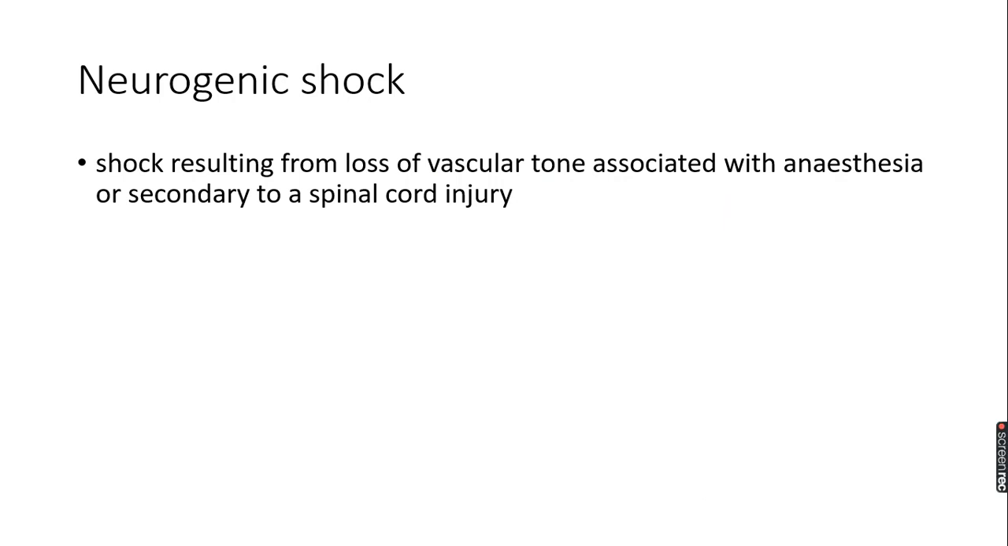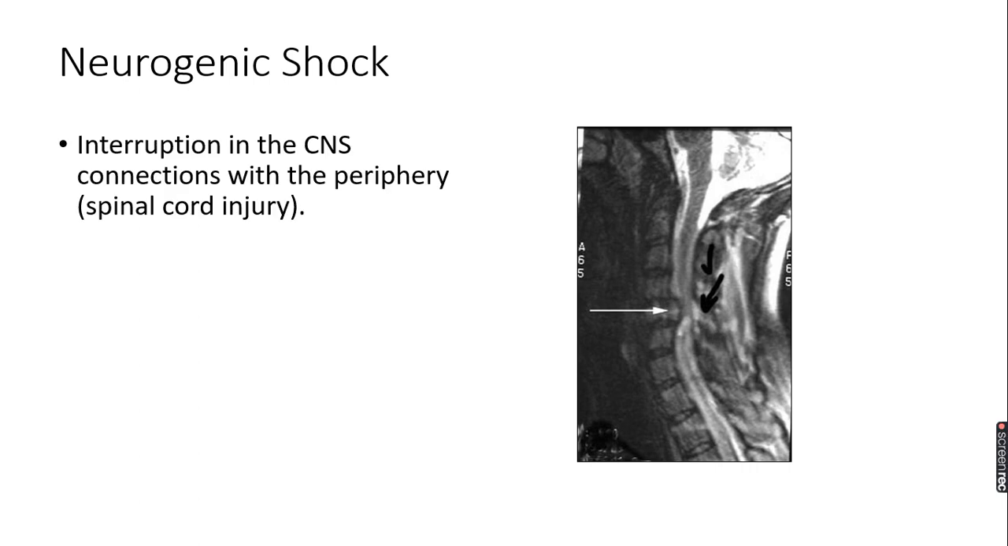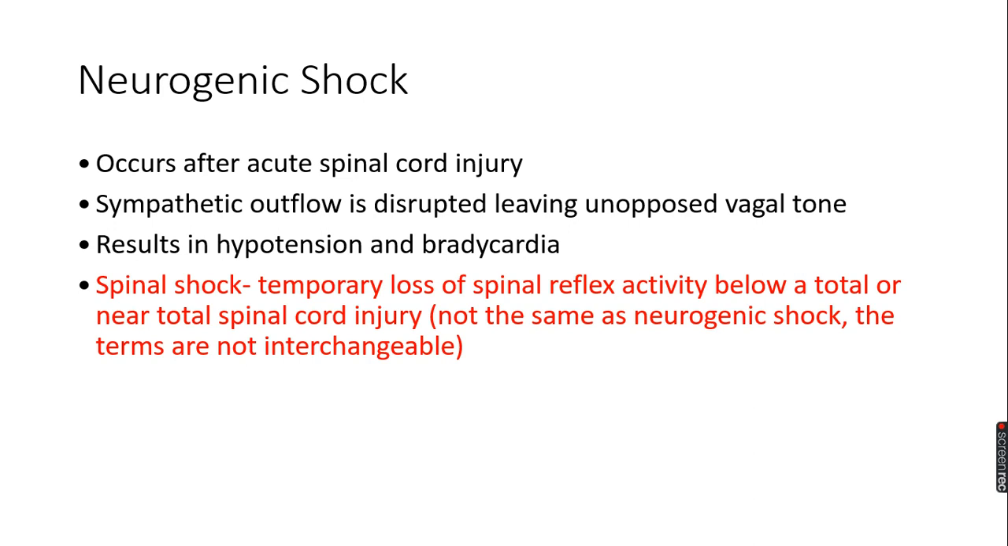Neurogenic shock. This is shock resulting from a loss of vascular tone associated with anesthesia or secondary to spinal cord injury. So this actually requires that the spinal cord is involved, and because of that involvement and denervation, there's loss of vascular tone, which is able to maintain blood pressure, and this relative hypotension results in impaired tissue perfusion. So we have interruption in the CNS connection with the periphery, through a spinal cord injury. It's a form of distributive shock as well.